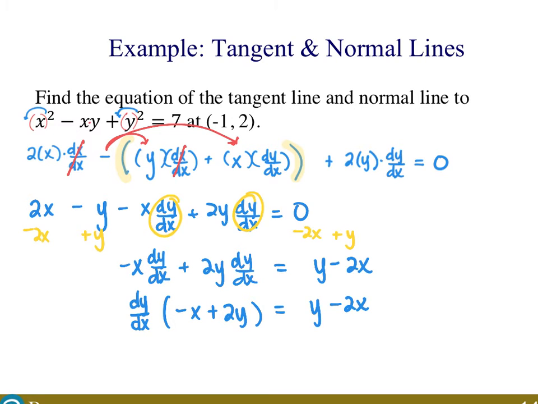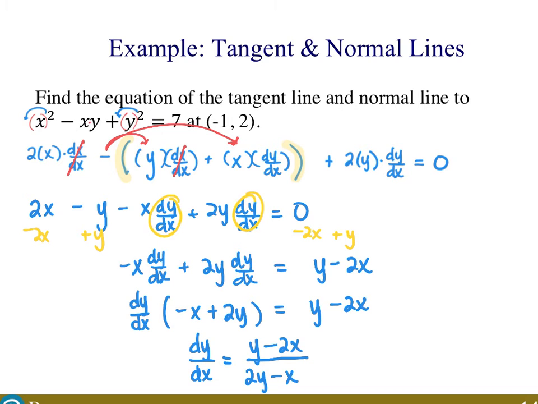And then we'll use division to solve for dy dx. So it'll be y minus 2x in the numerator divided by, and I think I'm going to put the positive part first again, so 2y minus x in the denominator. Nothing reduces here. I can't reduce the 2's, I can't reduce the x's, I can't reduce the minus signs, I can't reduce the y's. This is subtraction, and there is no reducing in subtraction.